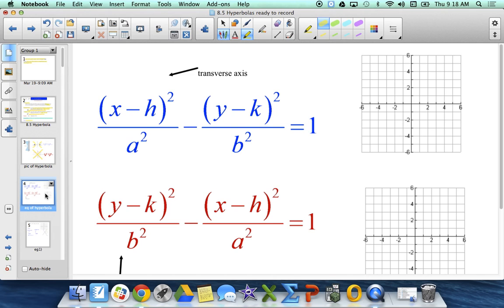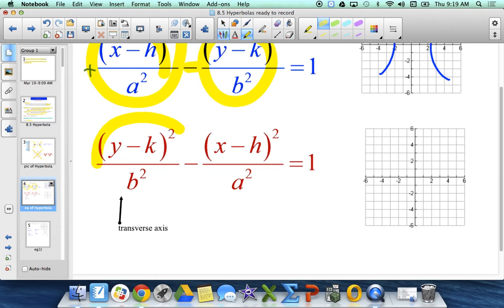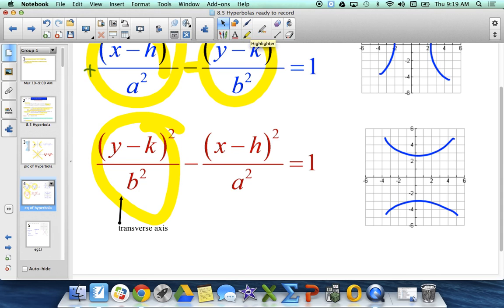So let's go back and look at the equations. You'll notice on the first equation that the minus sign is in front of the y, so it is the conjugate axis. And the positive term, this is positive here, is the transverse axis. So if it is in this form, the curve faces left or right, the branches. If y is positive, it is vertical and looks like that. So the positive term determines the transverse axis.